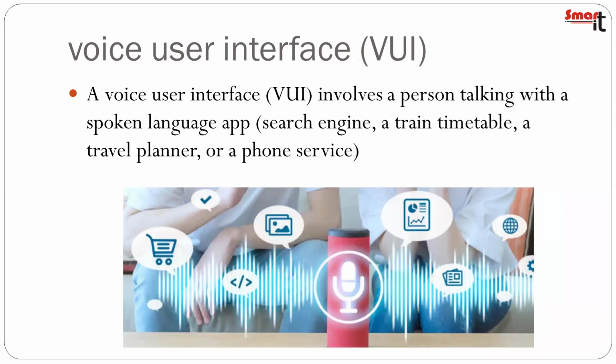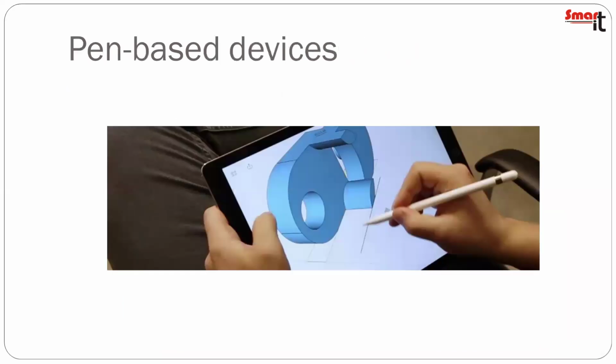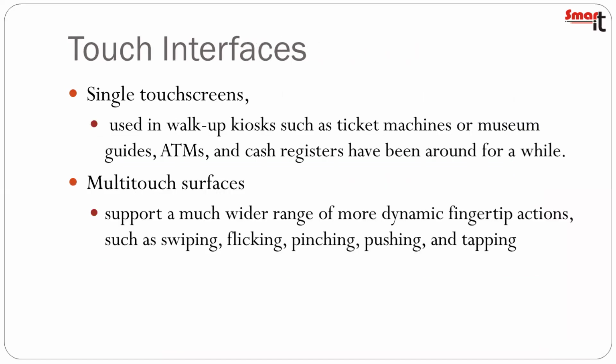And VUI stands for voice user interface. Using the user's voice, it means just talking, and it will show the relevant things according to that. So sometimes there is a sound system where we just issue voice commands and it will display the relevant things like that. And pen-based devices, using a stylus pen, you can communicate with that device.